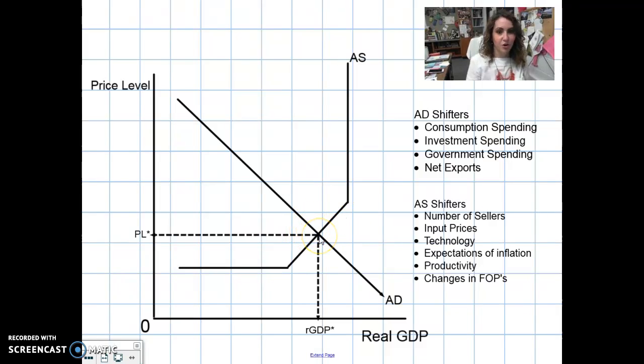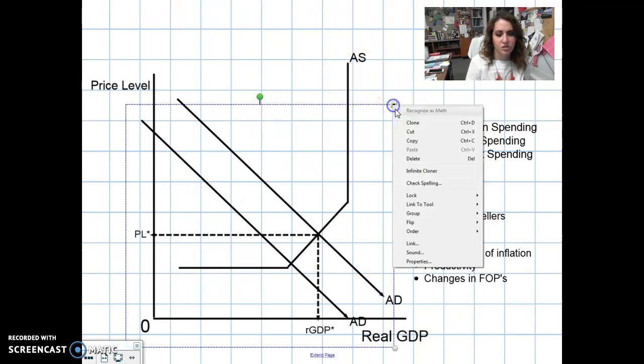And so you're going to draw your dotted lines all the way to the price level axis and all the way down again to the GDP axis. So shifting aggregate demand to the right looks like this. Shifting it to the left goes the opposite direction.